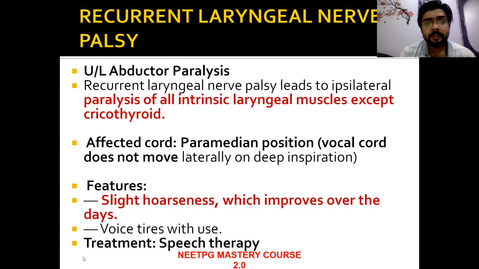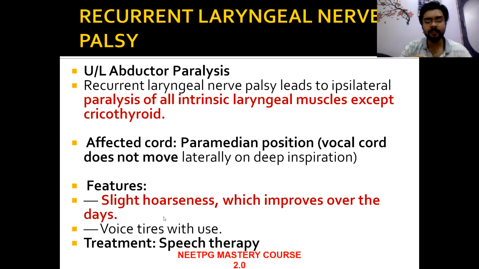In case of unilateral palsy, that means the only abductor got paralyzed. Posterior cricoarytenoid is now paralyzed. This will lead to paralysis of all the muscles except cricothyroid and including posterior cricoarytenoid. Now one side vocal cord cannot be abducted, so the vocal cord will be in paramedian position, and there will be slight hoarseness which may improve over the days due to compensatory movement of the other side of vocal cord.